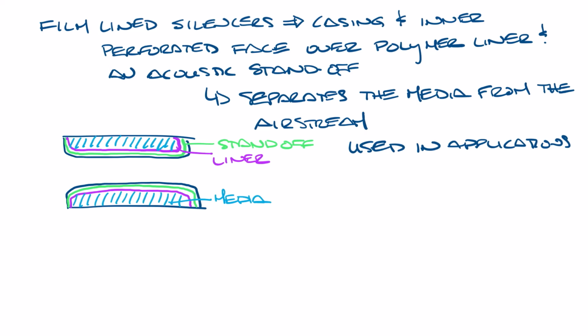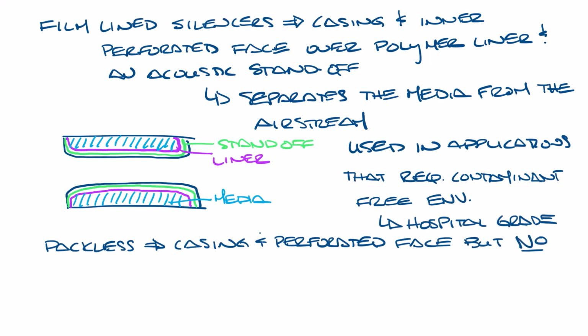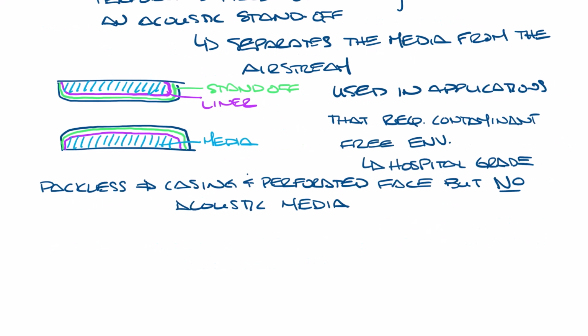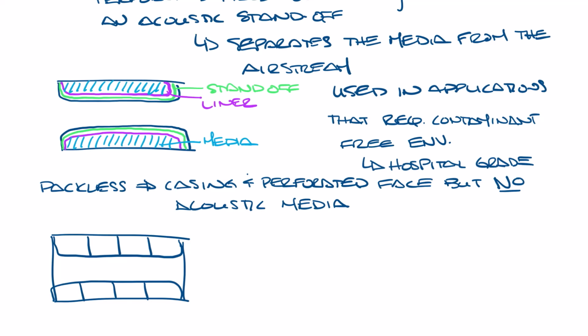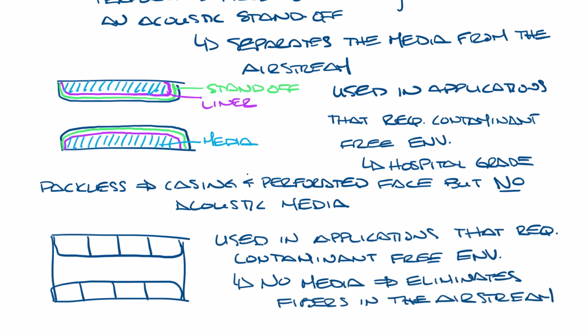Film line silencers are used in application requiring contaminant-free environments and are hospital grade. And last we have packless silencers, which have the casing and perforated liner but no acoustic media. They'll look something like this. These are used in applications requiring contaminant-free environments. The lack of fibrous material eliminates the possibility of fibers entering the airstream and makes cleaning easy by eliminating absorptive material. So they're cleanable and hospital grade.